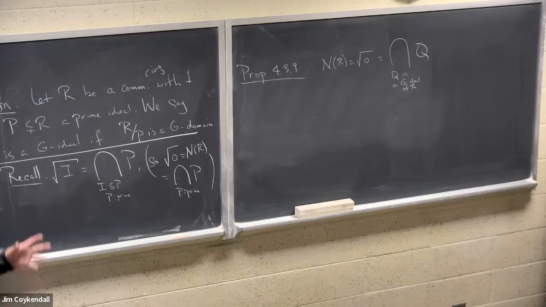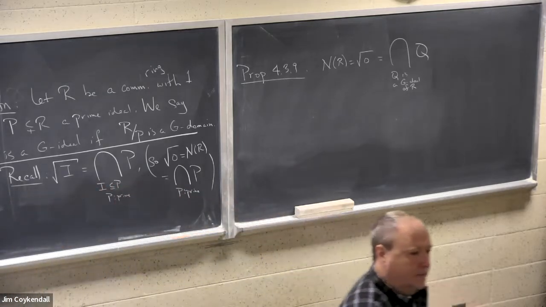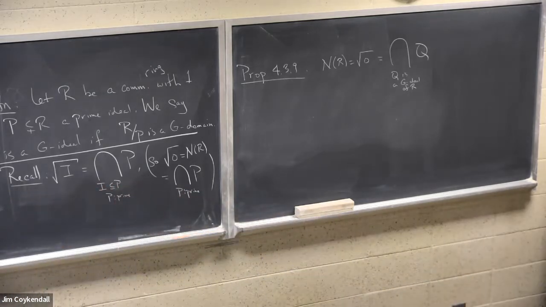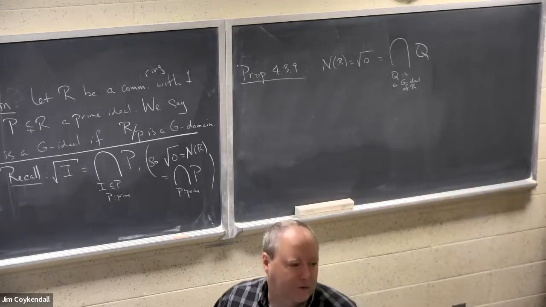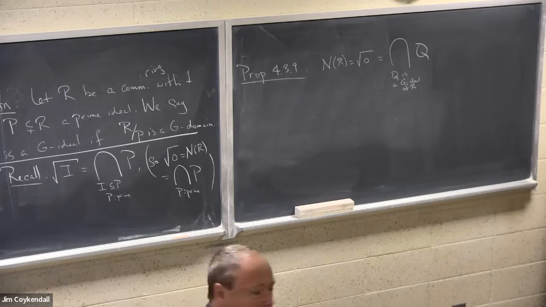Let me point out that, for example, in the integers, what are your primes? Your primes are zero and all the ideals generated by positive primes. Zero is not a G ideal because Z mod zero, which is Z, is not a G domain, but all the maximals work. So in the integers, that's the intersection of all the maximal ideals, so all the non-zero primes. And notice that for the integers, the nil radical and the Jacobson radical actually coincide.